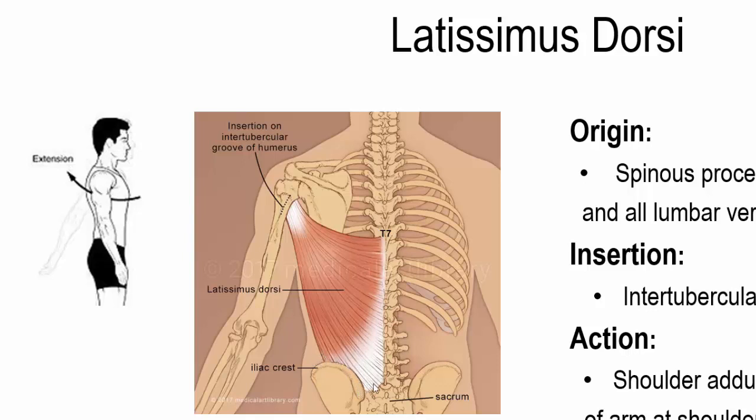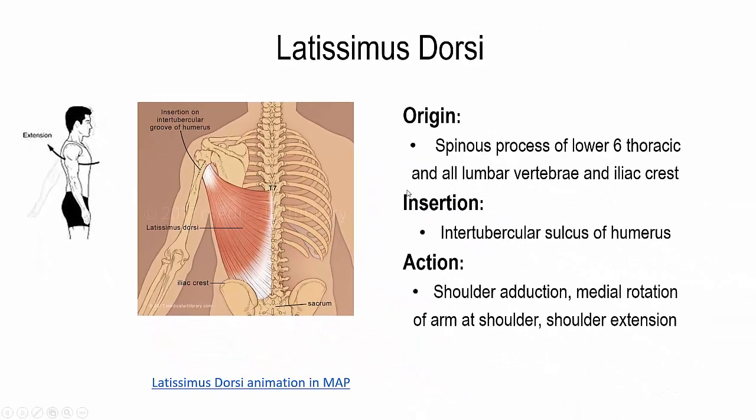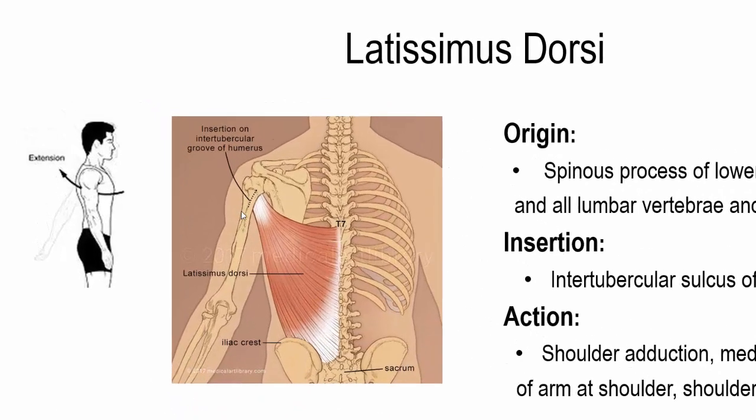Now these bones are not going to move when that muscle contracts. The insertion is the point where, when the muscle contracts, this bone will be moving, and it inserts on the intertubercular sulcus of the humerus. Here is the insertion point.